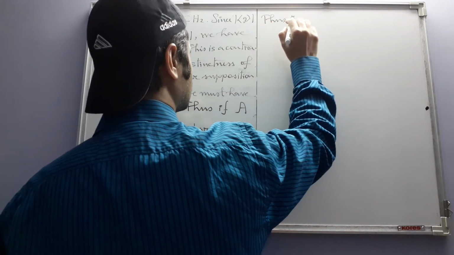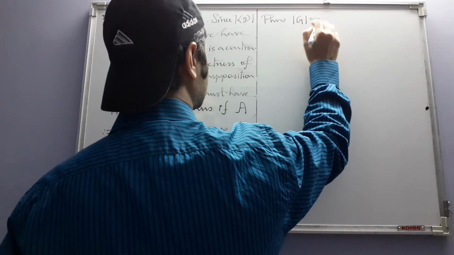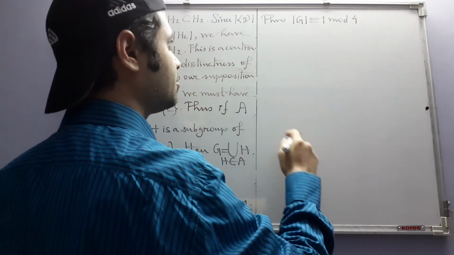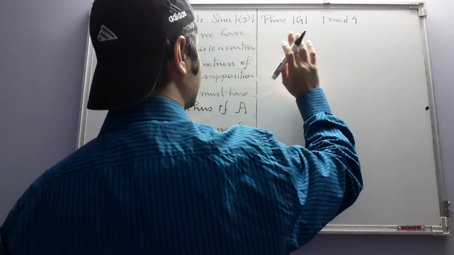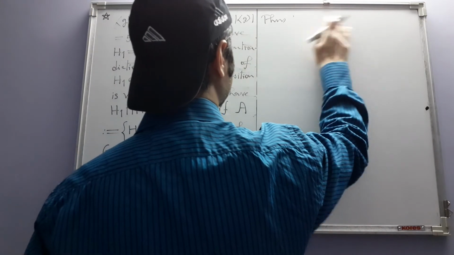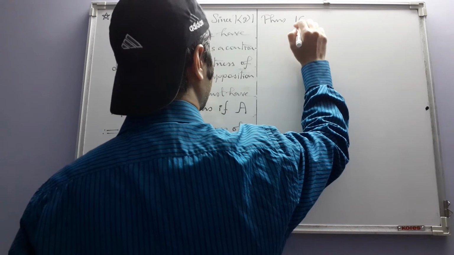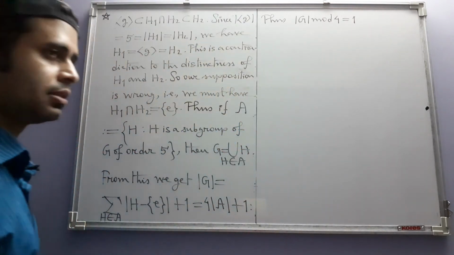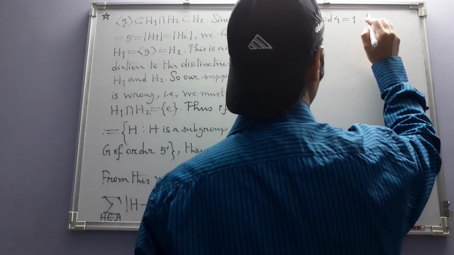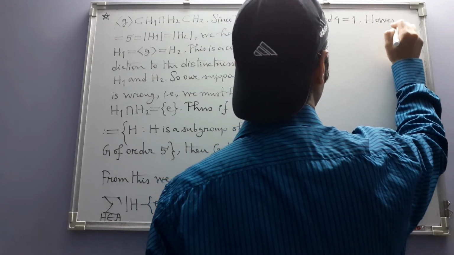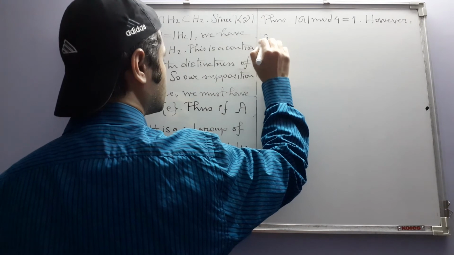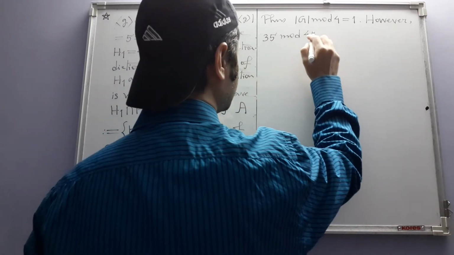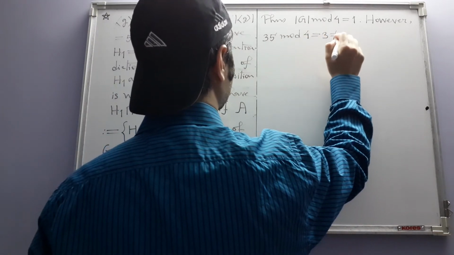Thus, the order of G is congruent to 1 modulo... Oh, I should not write congruent to 1 modulo 4 because this has not been defined. Instead, I should write like this: order of G mod 4 is equal to 1. That's how we are writing things in this book. However, thirty-five mod four is 3 actually, which is not equal to 1.